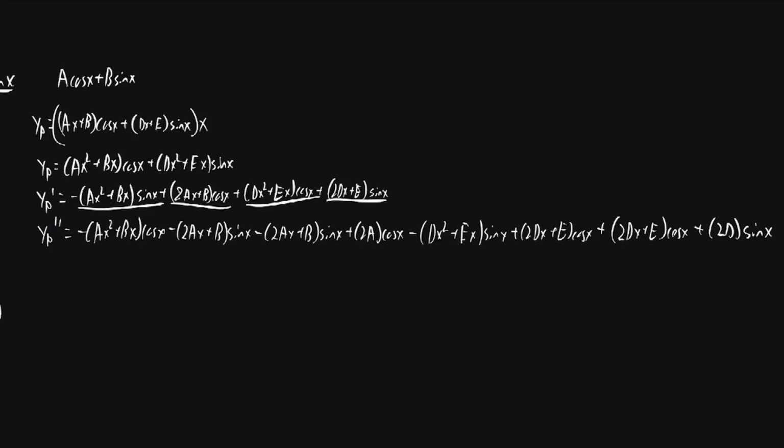We can combine some of these terms. We can combine these negative (2ax + b) times sine x terms, as well as these positive (2dx + e) times cosine x terms.